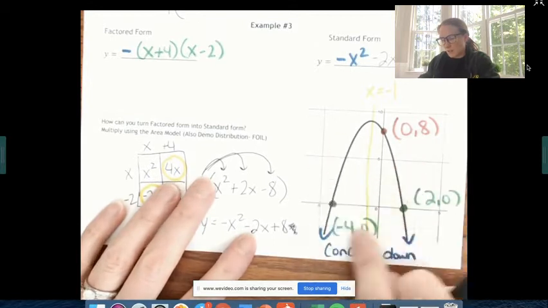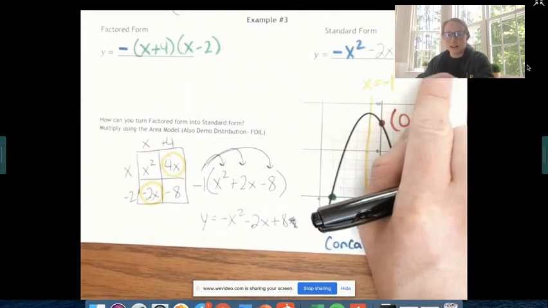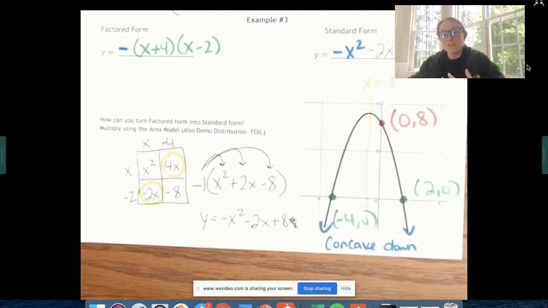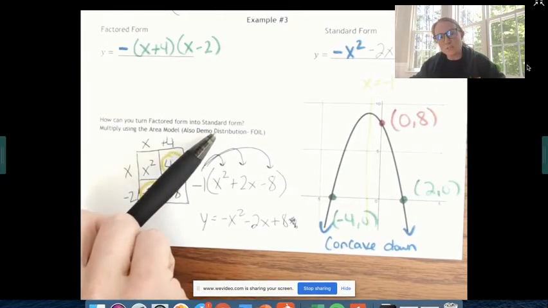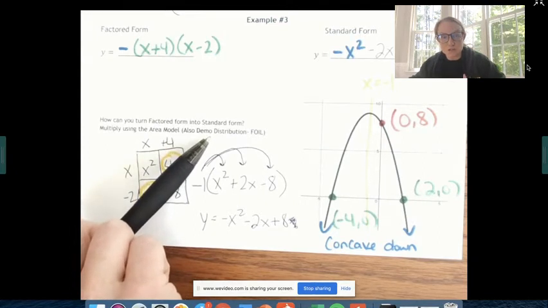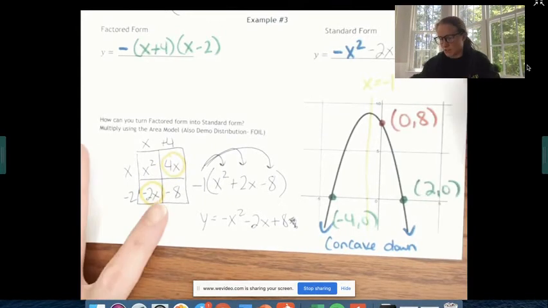So now, given a graph, you can take that graph and turn it into standard form, turn it into factored form. If you're feeling confident, you can pause. That's great. I'm going to show you one more method. Instead of this area model, some people like to use something called double distribution, which is FOIL. I wanted to show you that real quick. You don't have to watch it if you don't like to. But if you're not sure you like that method and would like to know another one, I can show you one more before you head out for this week.